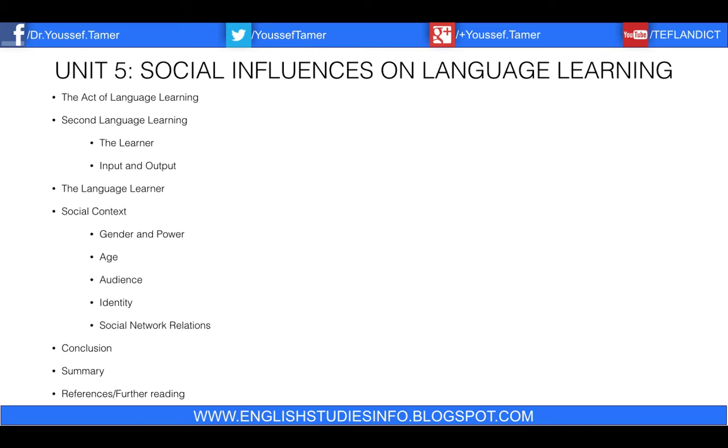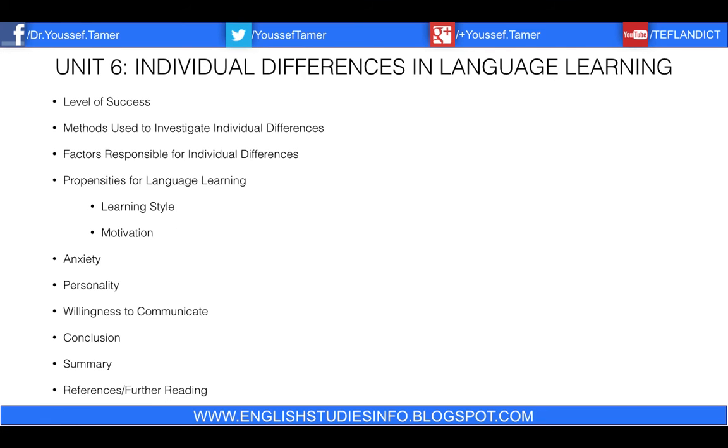Social context: gender and power, age, audience, identity, social network relations. All these, as you can see, are social factors, and these social factors can have some impact on language learning, right? I'm not going into the details, but just to tell you the order of the units that we're going to cover. Unit 6 is individual differences in language learning.